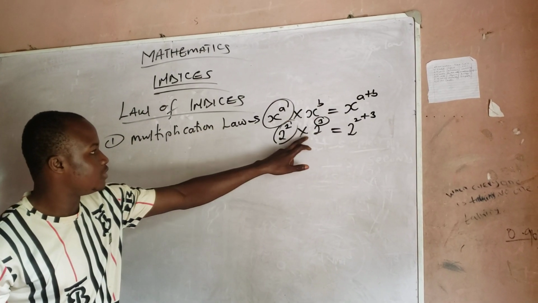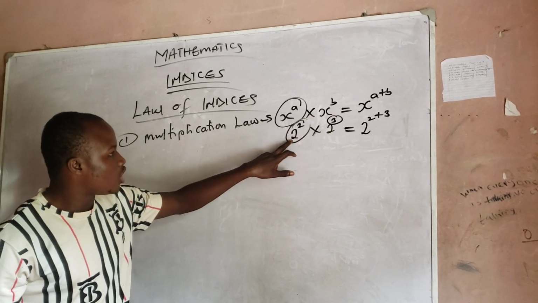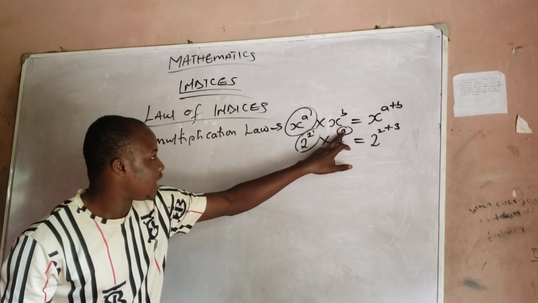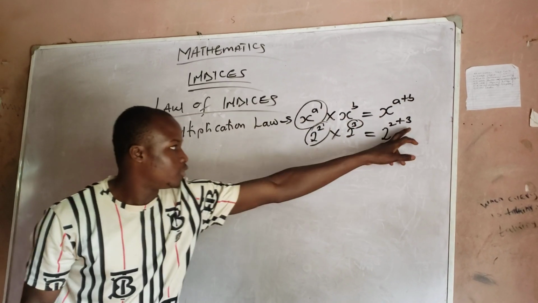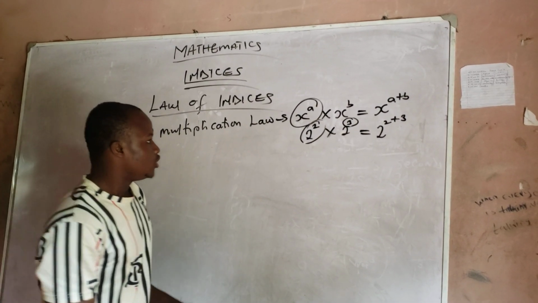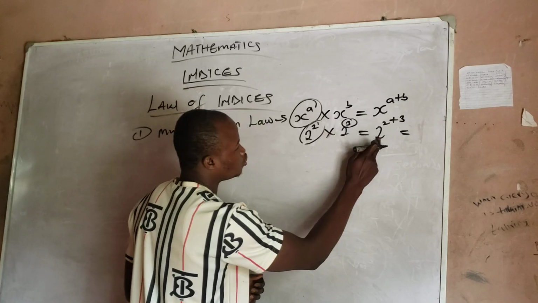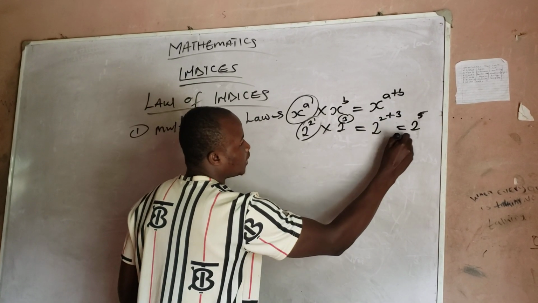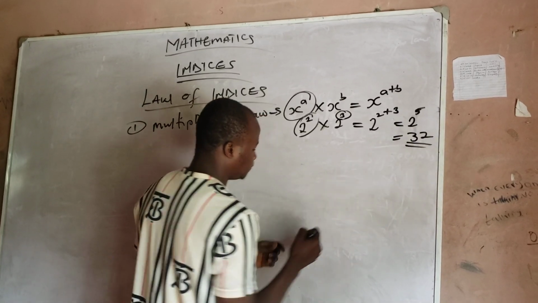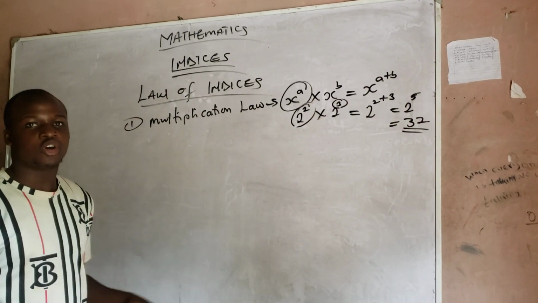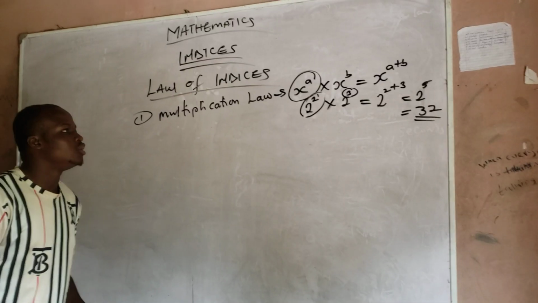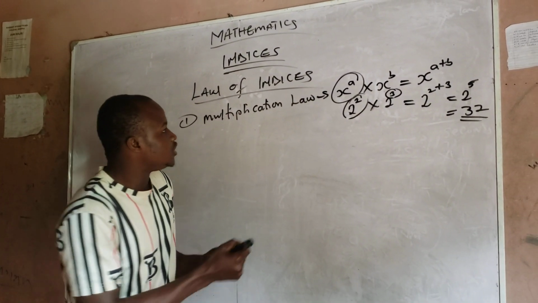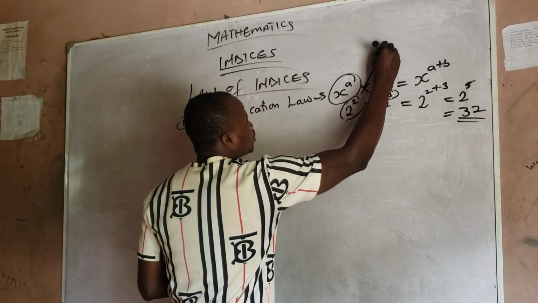So 2 raised to the power 2 times 2 raised to the power what? 3. Because the base are the same, what are you going to do? You pick out this 2 raised to the power 2, then add the power, which is what? 3. So when you continue, 2 raised to the power 2 plus 3 is what? 2 raised to the power 5. And 2 raised to the power of 5 is what? 32. So this is how the multiplication law is applied. So you just know that the base are equal and the sign connecting them is multiplication.